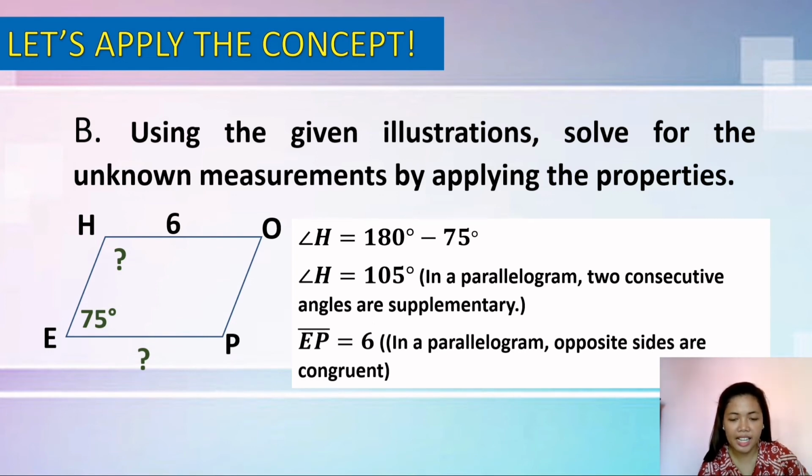So here is the property in a parallelogram. Two consecutive angles are supplementary. So, kung i-check mo siya, pag inadd mo, dapat yung 75 and 105, that is equal to 180 degrees. So, that's correct. So, how about the measurement of EP? So, by simply looking at the problem, you can simply say that the measurement of EP is equal to 6 since it is opposite the side HO. So in a parallelogram, opposite sides are congruent.